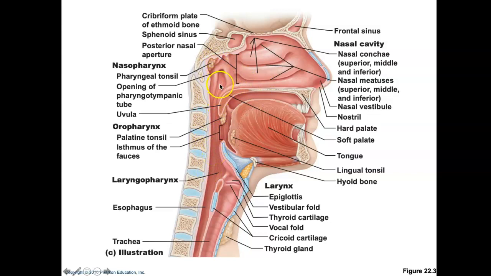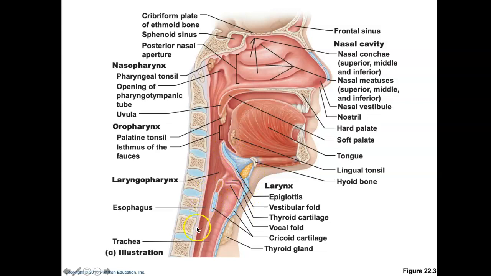You can see that it's been divided up into sections. So here's the nasopharynx. The nasopharynx is everything behind the nasal cavity. The oropharynx is this tube section behind the oral cavity. And then the laryngopharynx is here, and the laryngopharynx is directly posterior to the larynx.